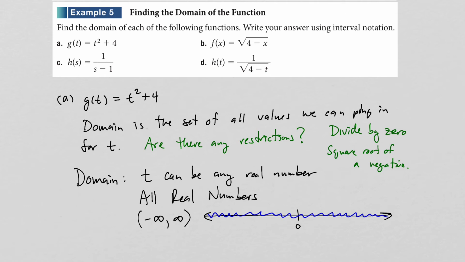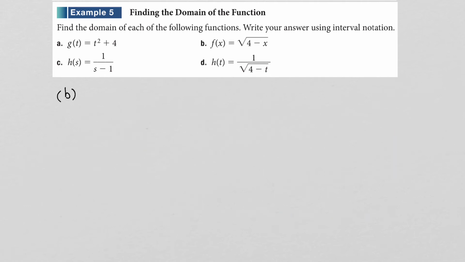You can see in the remaining examples, all of the remaining examples have division and they also have square roots. So we're going to have to be a little bit more careful in these upcoming examples. So for part B, we have f of x is equal to the square root of 4 minus x. And we want to know, what is the domain? What are the x values that you are able to plug in?